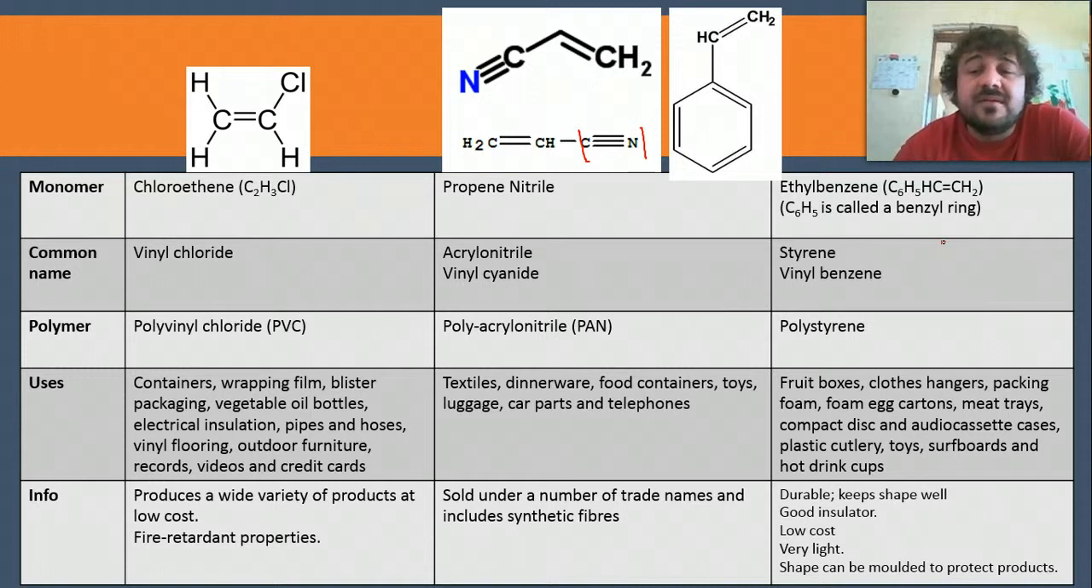So polystyrene, it's used for fruit boxes, clothes hangers. Packing foam, when you see that really light packing foam, it used to be used for fast food containers, which we all think is actually gone, but most fast food throughout the world is still sold in polystyrene boxes. It's just in what we call Western nations or developed nations, it's not so much the case anymore.